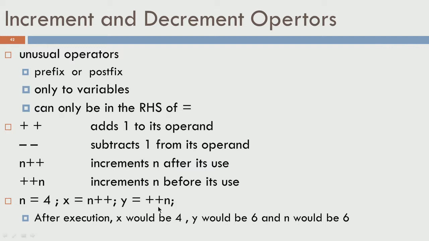Then if you have this third statement y equals plus plus n, n has a pre increment operator, which means n should be incremented before the use in the right hand side. So, the current value of n is 5, you pre increment, the result is 6 and that result is given to y. So, after the execution x would be 4 because you use the value before you incremented n, y would be 6 because 2 increments happened before you assigned it to y, and n would be 6 because n got 2 increments, one as a post increment here and one as a pre increment here.